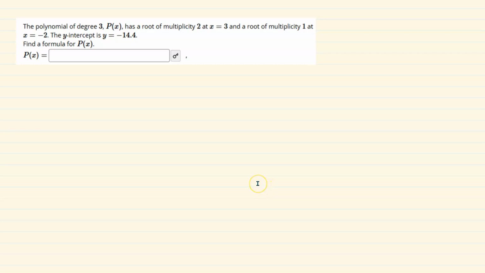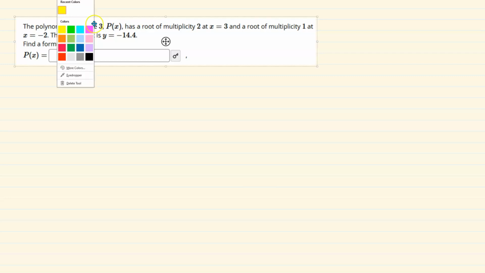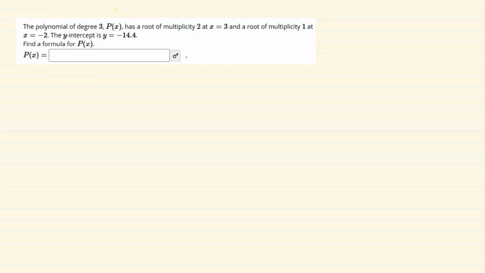All right, we have a polynomial with some given information. We know that first off, it has a degree of 3. It has a root of multiplicity 2 at x equals 3. So the multiplicity of 2, and it also has a root with multiplicity of 1.